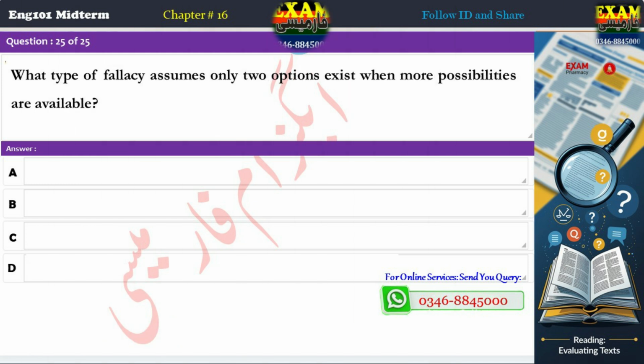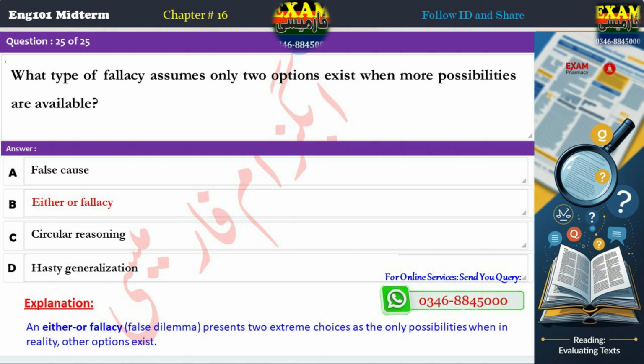Question 25. What type of fallacy assumes only two options exist when more possibilities are available? A. False cause. B. Either-or fallacy. C. Circular reasoning. D. Hasty generalization. Correct answer: B. Either-or fallacy. Explanation: an either-or fallacy, or false dilemma, presents two extreme choices as the only possibilities, when in reality other options exist.